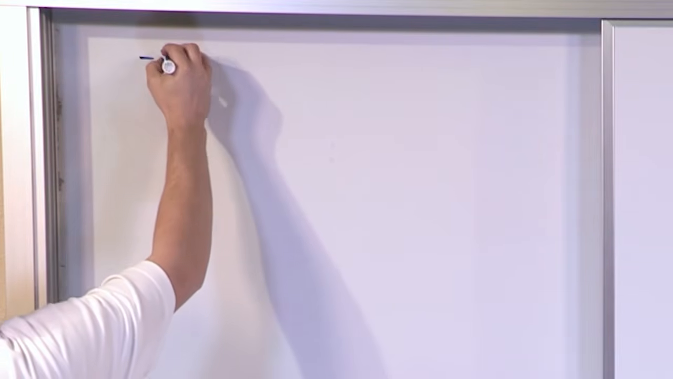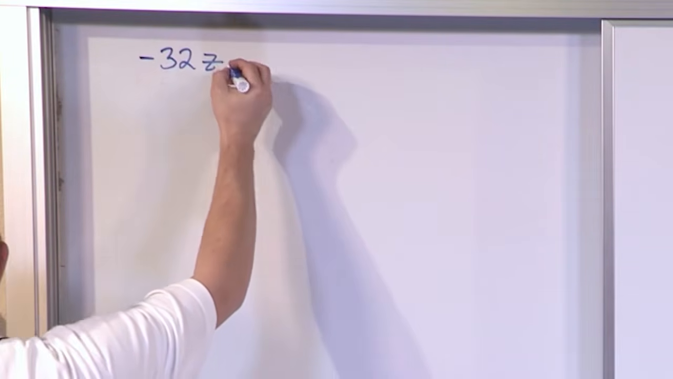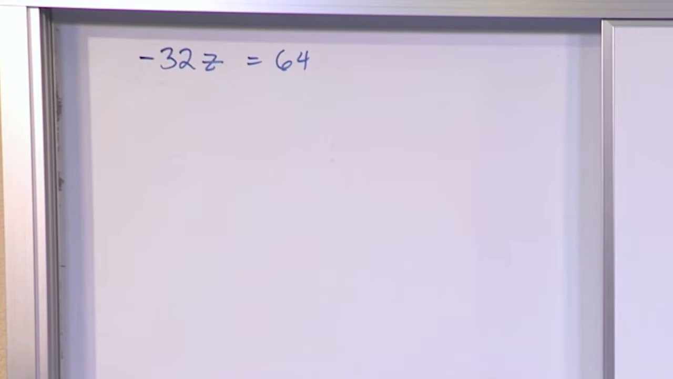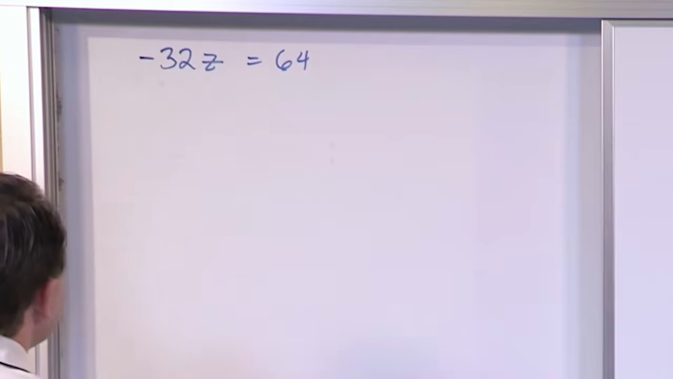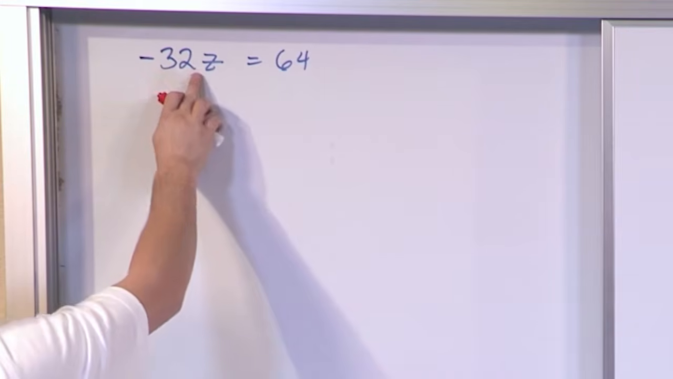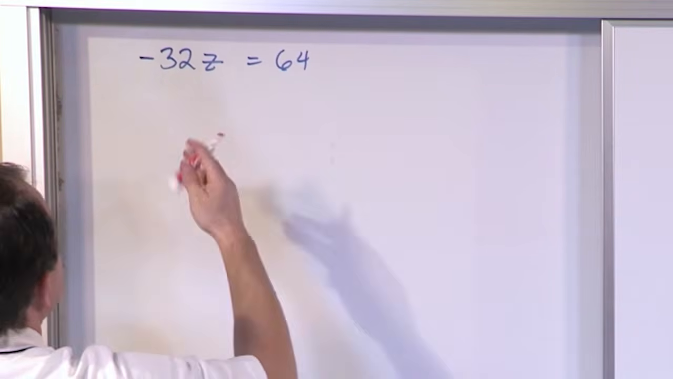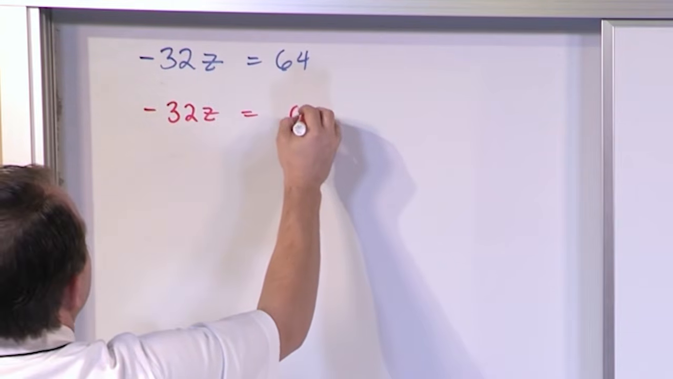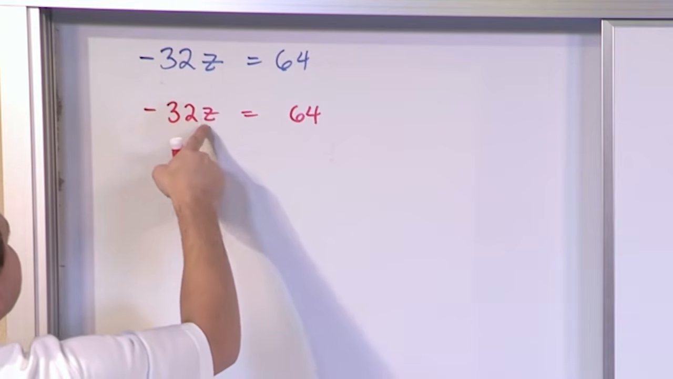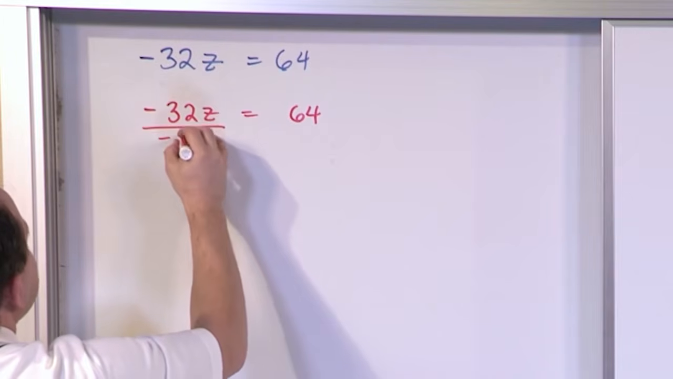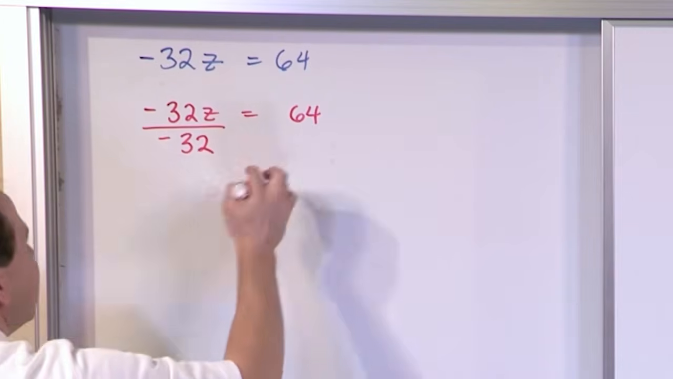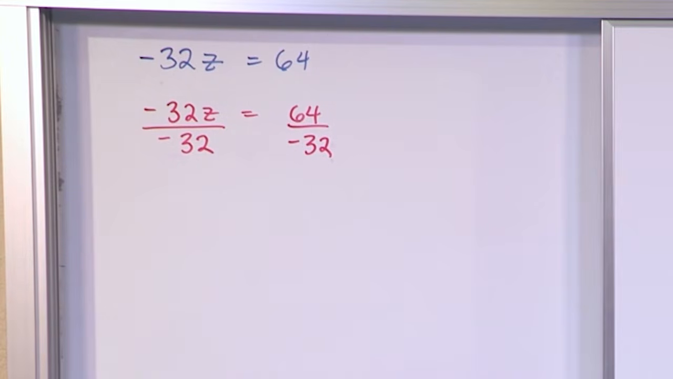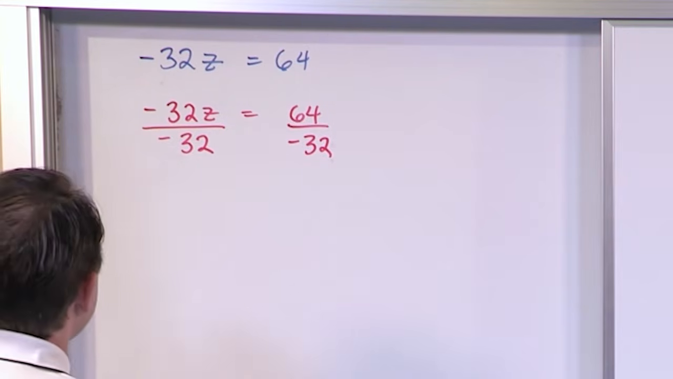What if I have negative 32 times z is equal to 64? How do I solve this? Well, it's the same principle. There's nothing new. I have multiplication going on here. I want to get rid of this negative 32. So let me rewrite it. Negative 32z is equal to 64. How can I get rid of it? Since this is multiplied, I need to divide by negative 32. And if I do it to the left, I need to do it to the right. Divide the right by negative 32 also. It's the only way that it's valid.